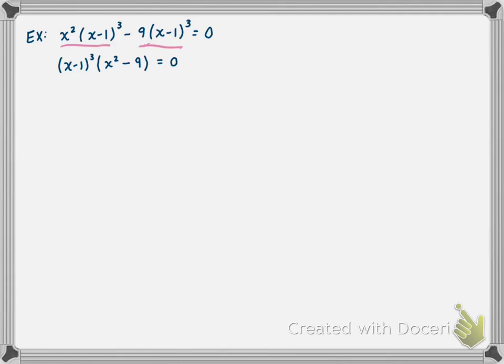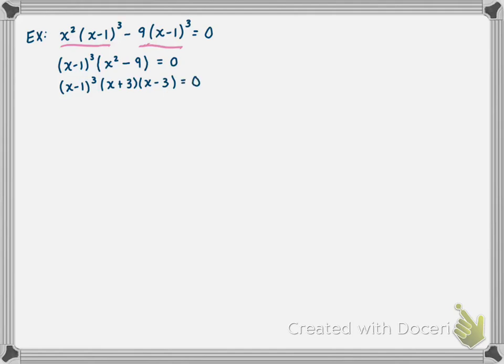Whereas x squared minus 9, I have an exponent inside the parentheses. That's my clue that I need to think about whether I can factor that or not. In this case, both terms are perfect squares, and it's a difference, right? Subtraction between them, that means that it'll factor. So we have (x minus 1) to the third times (x plus 3) times (x minus 3) equals 0.